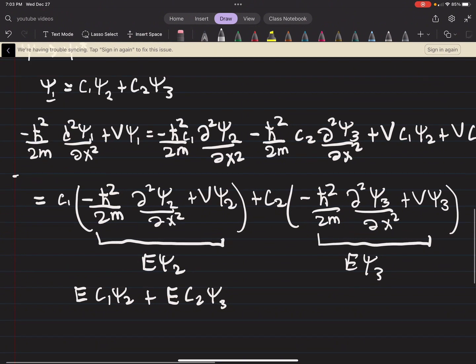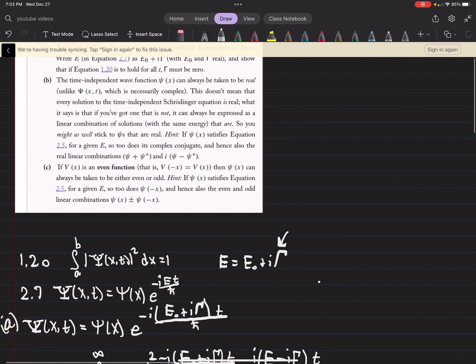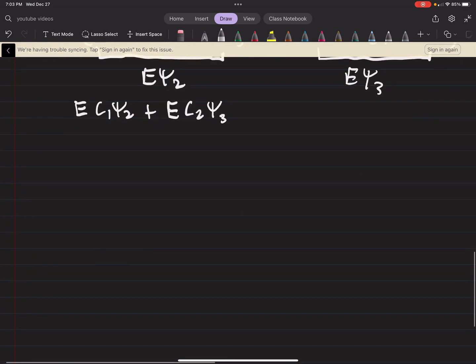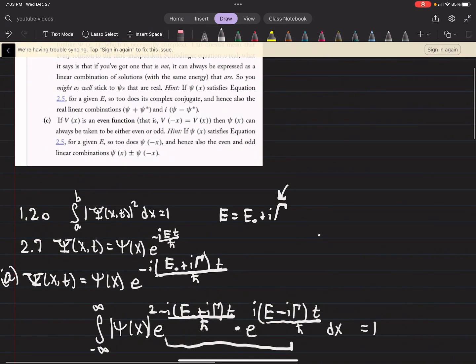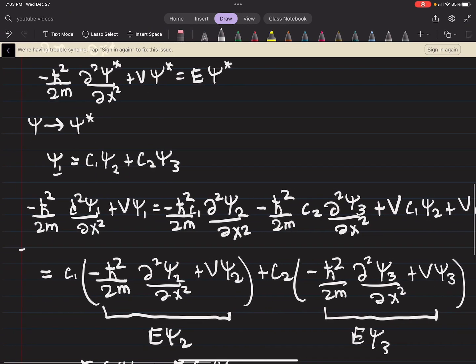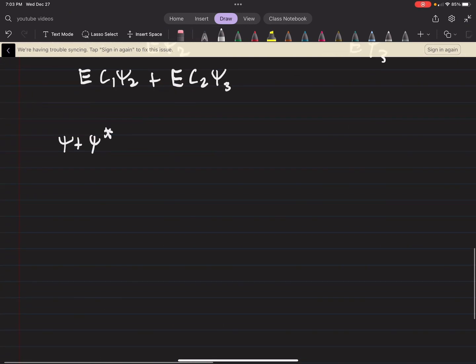And why is that important? Well, then it's pretty easy to see that psi plus psi star is a solution. Why? Well, psi is a solution, and so is psi star, and the linear combination of them is also a solution. And same thing here: i psi minus psi star is also a solution.